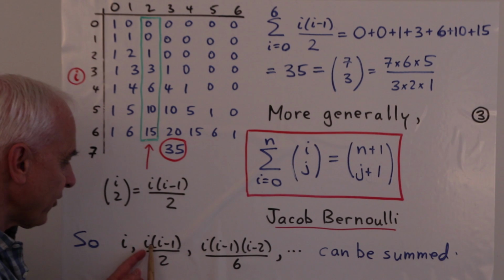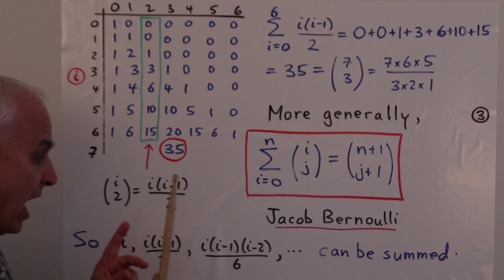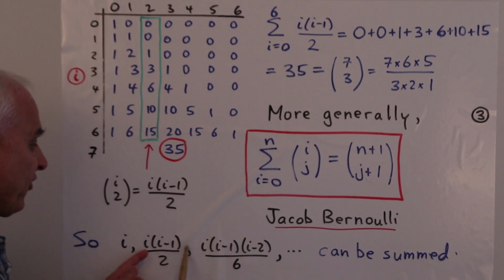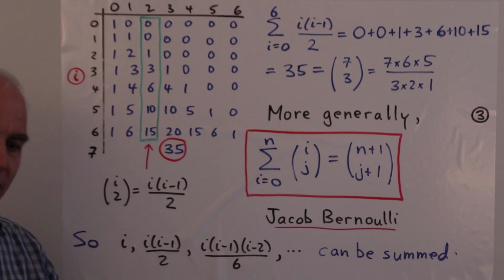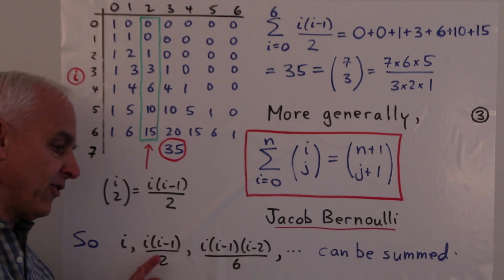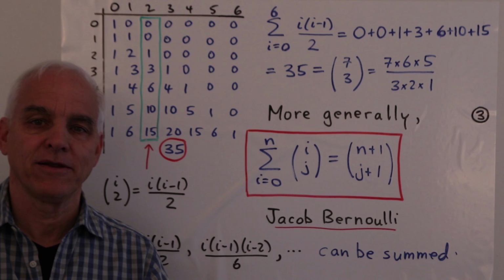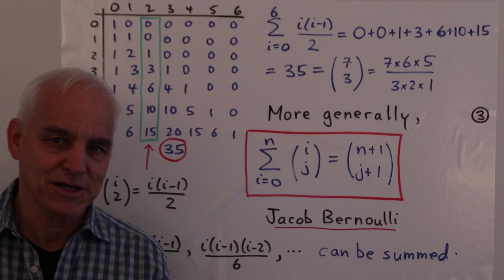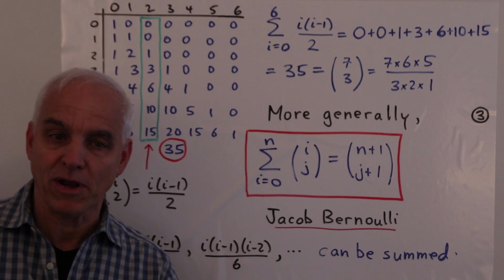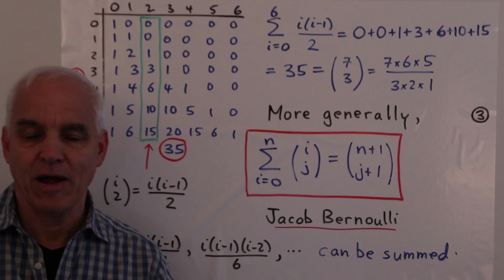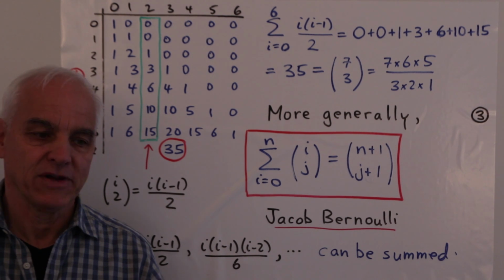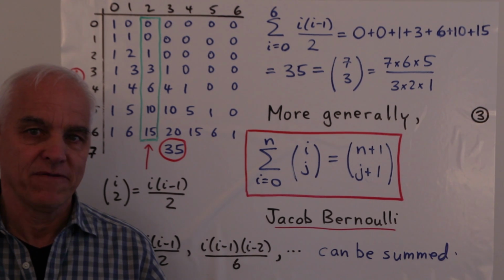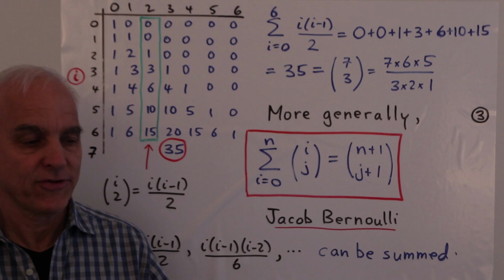That's a cubic, that's a quadratic, that's i. So if we write i cubed as something times this, plus something times this, plus something times this, and we know how to sum these ingredients, then we can deduce from that a sum for i cubed. That's exactly what he did to get his famous formula for the sums of powers, sort of extending and generalizing Faulhaber's formulas.